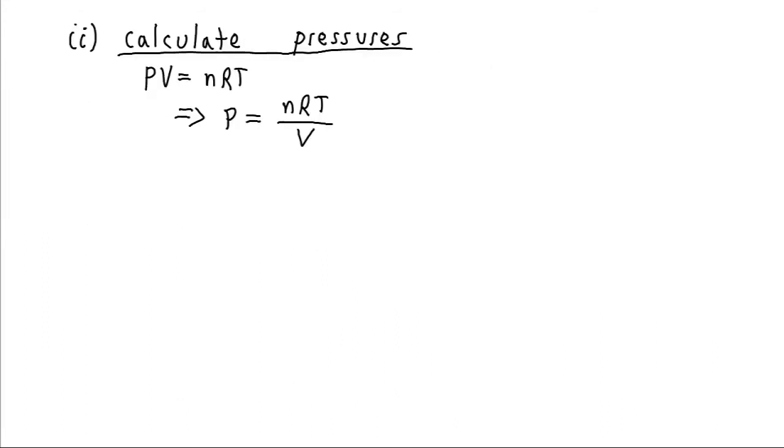Now that we know the number of moles, we can plug in to our ideal gas equation, PV equals nRT. We're given the temperature and the volume, and R is a constant, so we have everything that we need. So we can start by doing this for krypton.